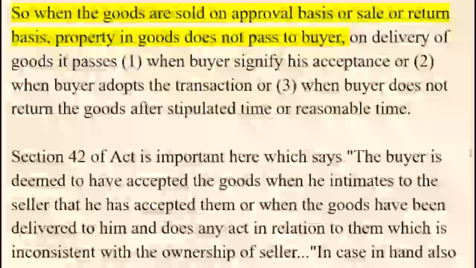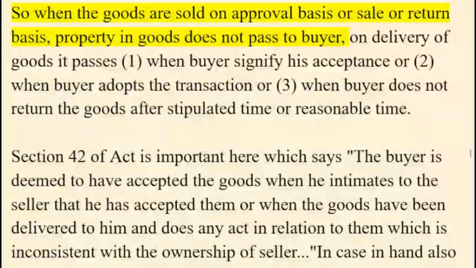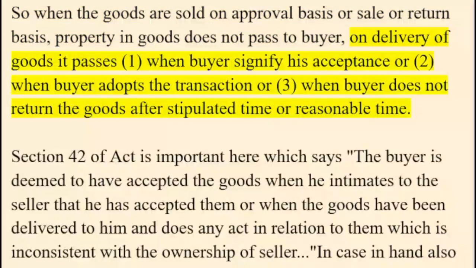So when the goods are sold on approval basis or sale or return basis, property in goods does not pass to the buyer on delivery of goods. It passes: 1. When the buyer signifies his acceptance, or 2. When the buyer adopts the transaction, or 3. When the buyer does not return the goods after the stipulated time or reasonable time.